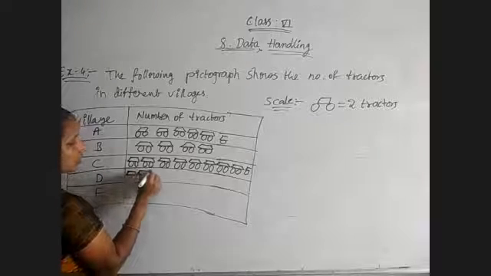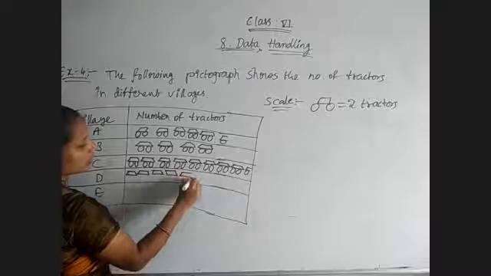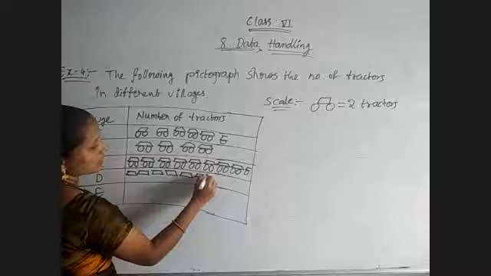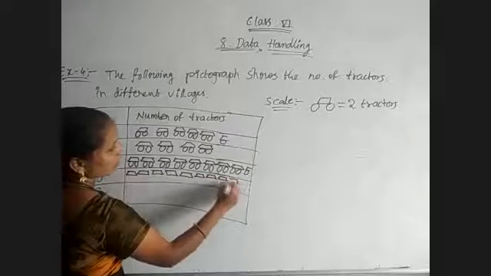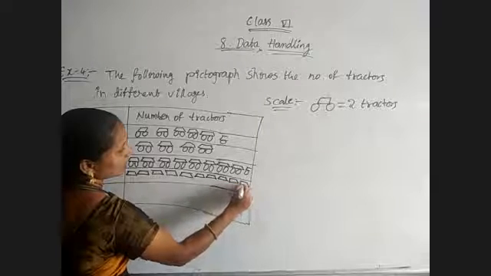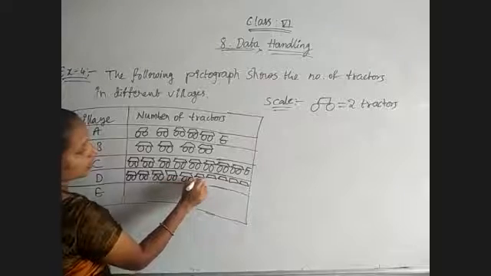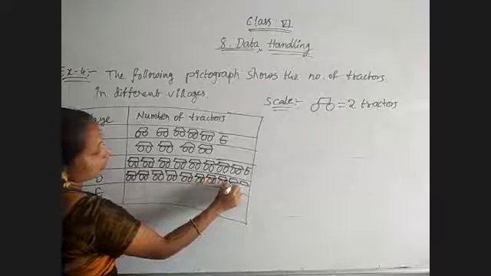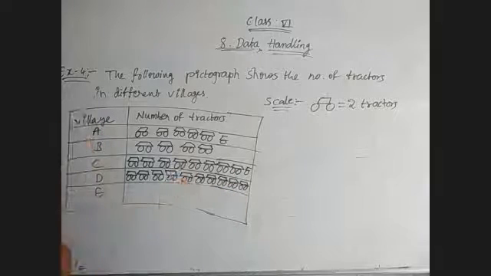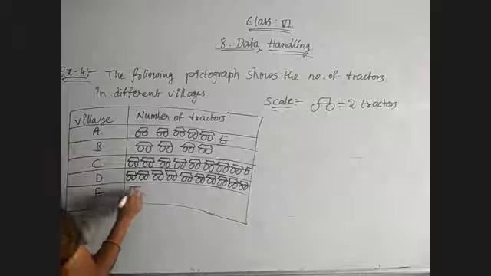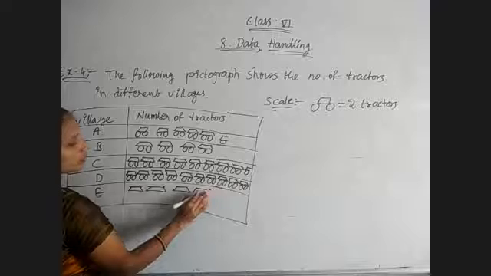1, 2, 3, 4, 5, 6, 7, 8, 9, 10. Next, four symbols completely drawn: 1, 2, 3, 4.